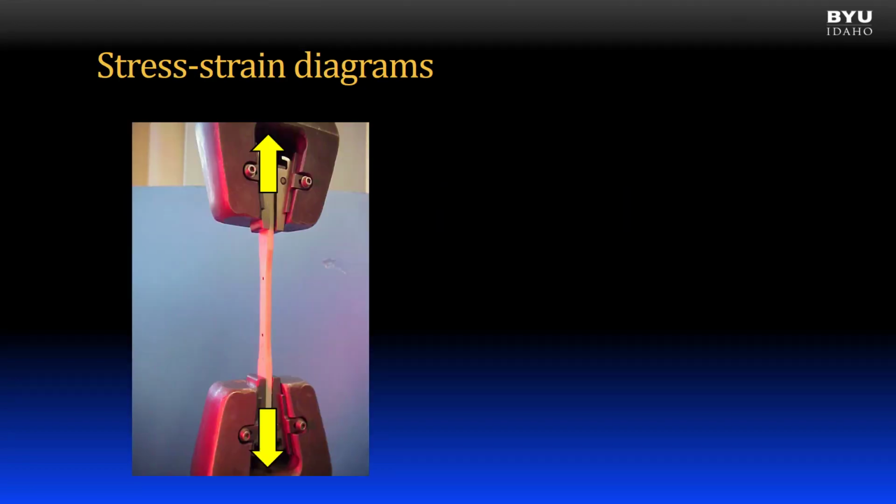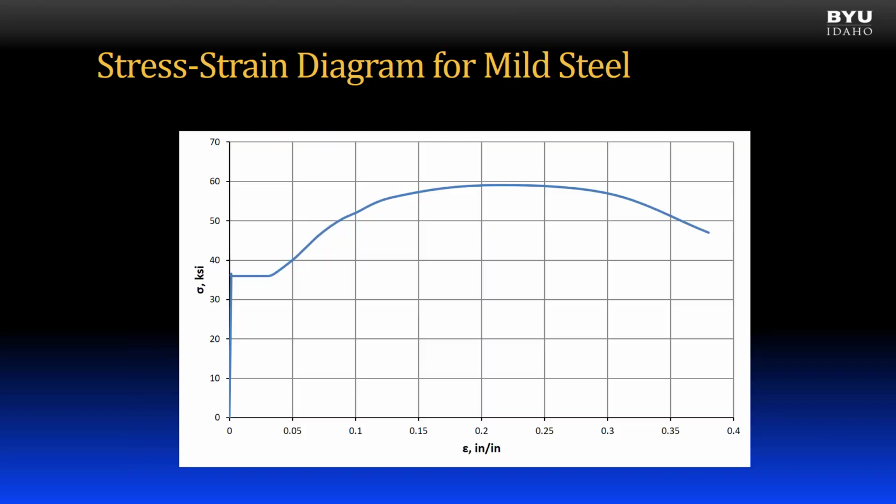Next, let's talk about stress-strain diagrams for materials. Each material has its own unique stress-strain diagram. It is typically generated by performing a destructive test on a sample of material. Typically, the sample is pulled in tension until it fails. The force applied to the sample is measured and converted into stress. The elongation of the sample is measured and converted into strain, and the two are plotted.